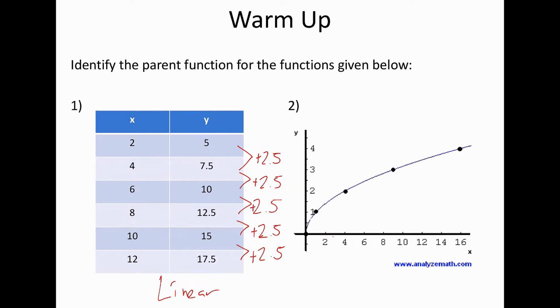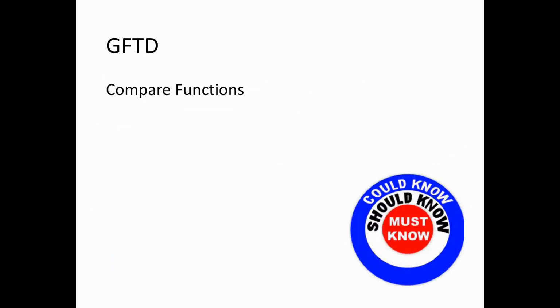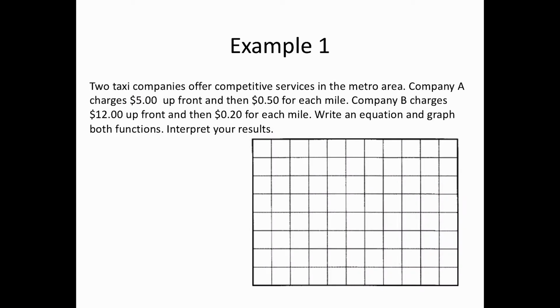Now looking at number two, it's something we've seen before. We haven't dealt with this a ton lately, but that's just a square root graph. It's only got that top part. It's kind of like a tipped over parabola, but only half of a parabola. So our goals for this lesson are to compare functions. Simple and straightforward. Let's start off with an example.